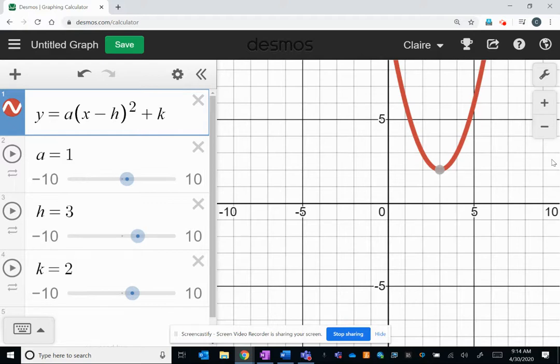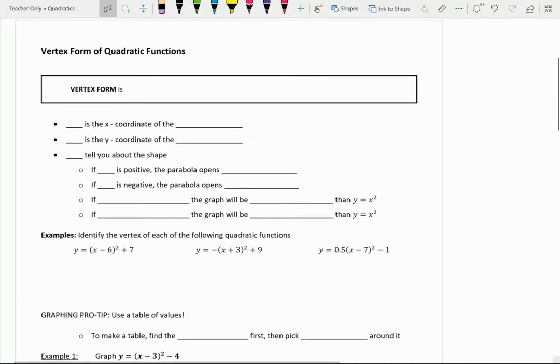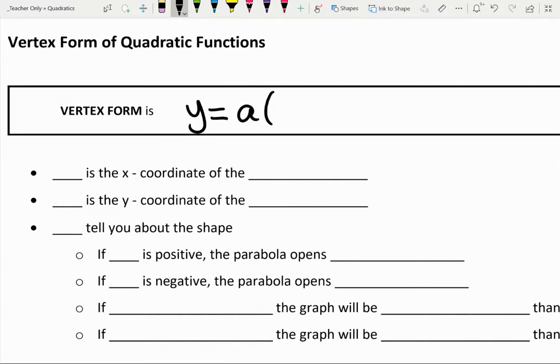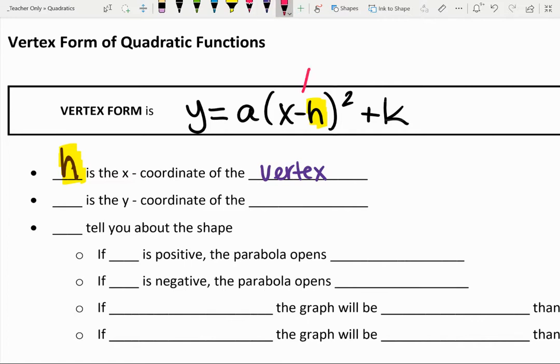It's at 3, 2. So vertex form, and it's kind of in the name, vertex form tells us the location of the vertex. So specifically, vertex form looks like y equals a times x minus h squared plus k. So our h value, I'm just going to highlight that, our h value is the x coordinate of the vertex. And something to point out here, look, it's got a negative in front of it. It's got a minus sign in front of it.